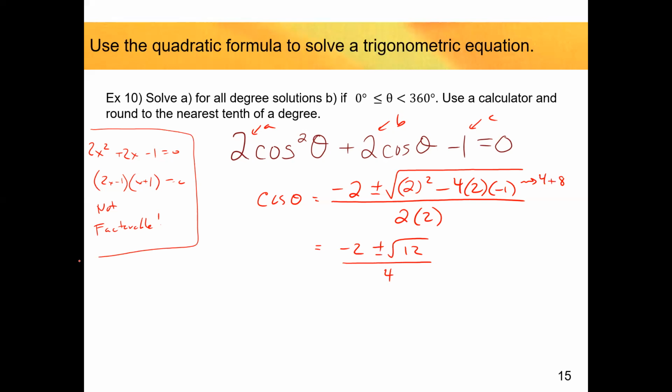Yeah, because I remember factoring out the 2 and reducing the 2, something like that. Okay, let's keep on going. We'll finish it up. Square root of 12? 4 times 3. 4 is a perfect square. And so a 2 gets to go out, a 3 gets to stay inside, and we get ourselves negative 2 plus or minus 2 root 3 over 4.